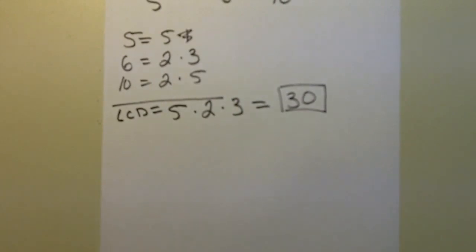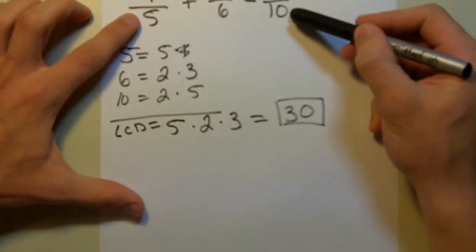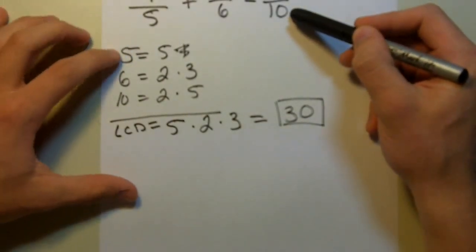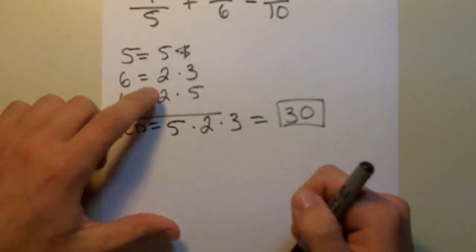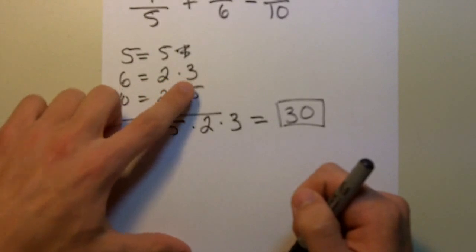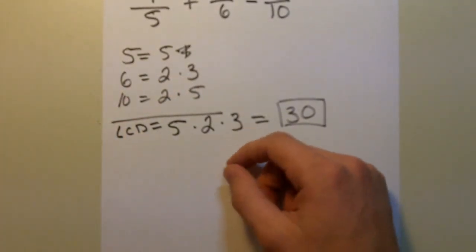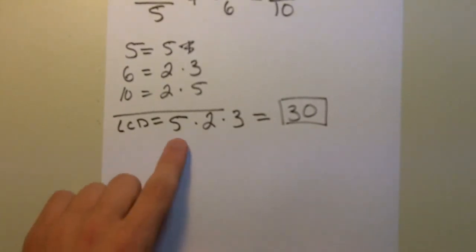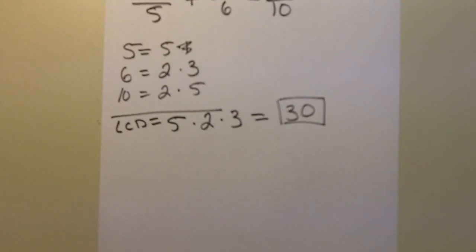Alright, so that's how to find the least common denominator. All you need to do is break each of the denominators down into the product of their prime factors. And all that means is that you keep breaking it down until you get prime numbers, so you can't break it down anymore. And then you're going to multiply all the unique prime numbers, and then you're going to get your final denominator. And then from there we can add and subtract fractions with unlike denominators.